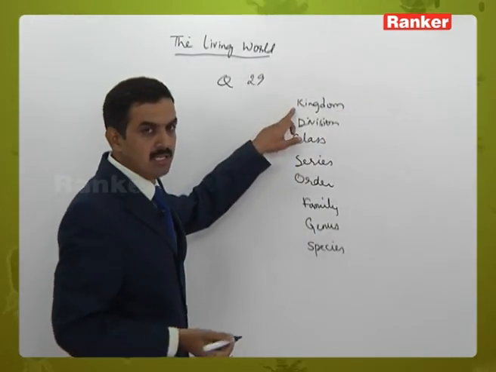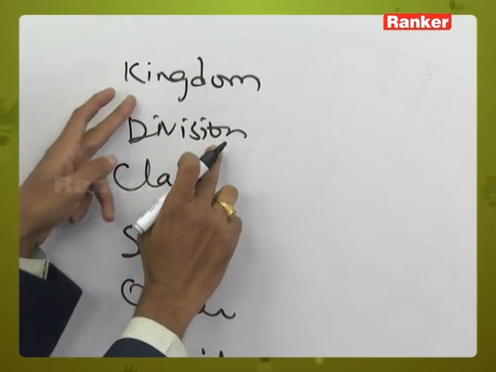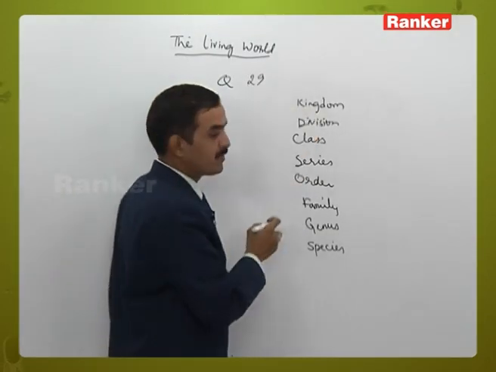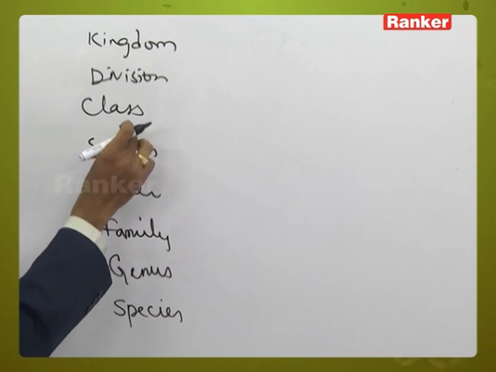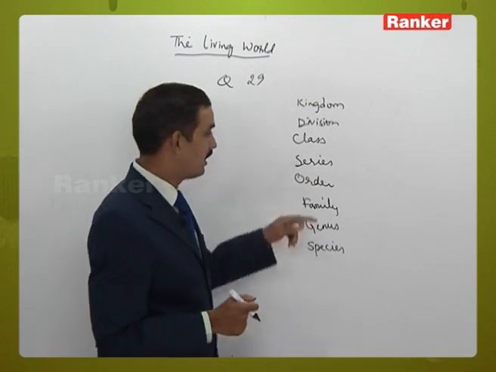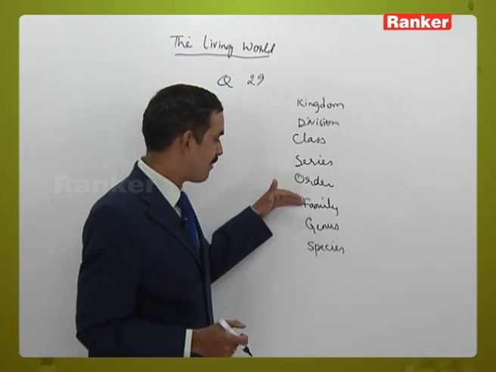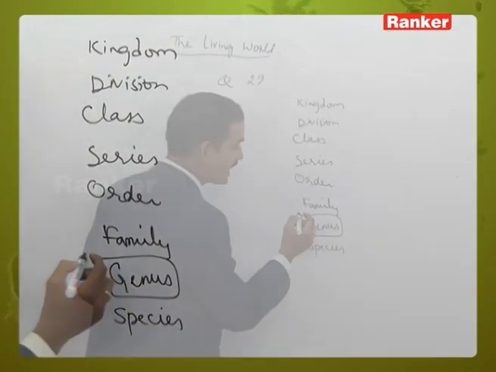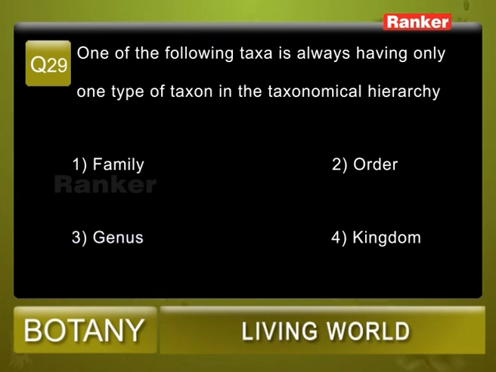Let's take the kingdom. Kingdom is one taxon which includes many divisions, which means all these are kept under the kingdom only. When you say division, from class to species, all of them are part of the division only. When we talk about class, series, order, family, genus, species are all part of class. Order, family, genus, species are included. Family, genus and species are included. But when it comes to genus, it includes only one taxon, that is species. So question number 29, the correct answer is 3.